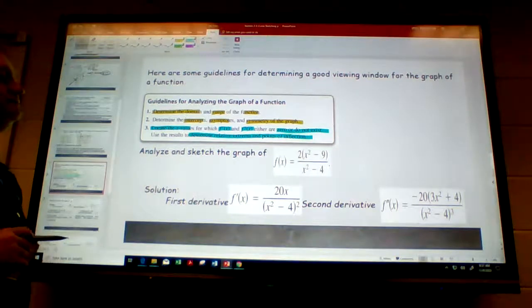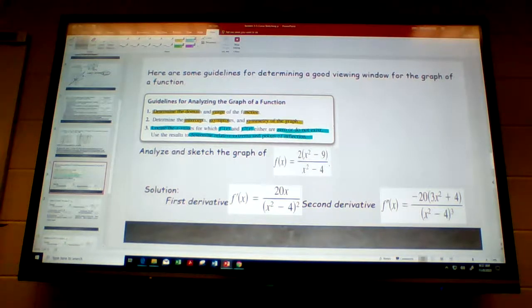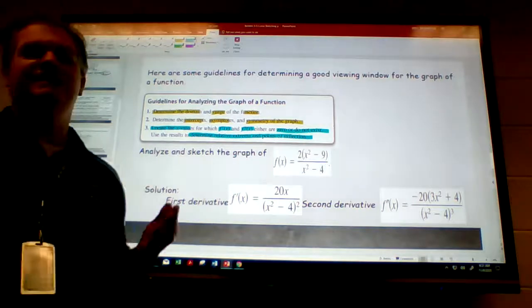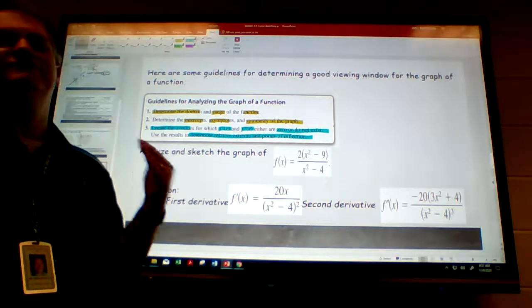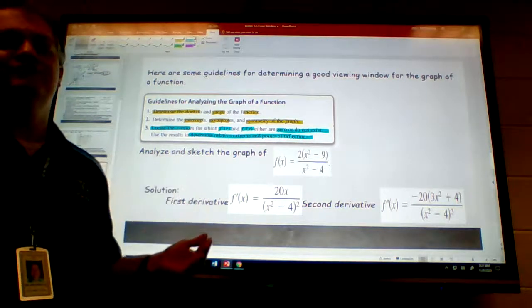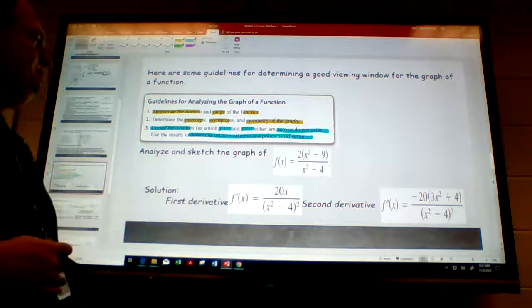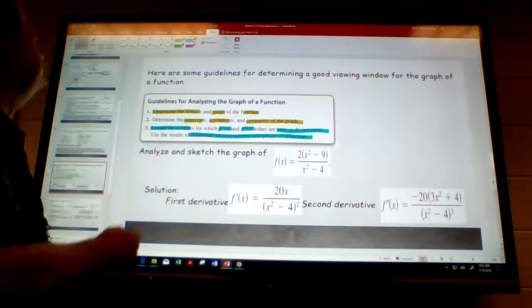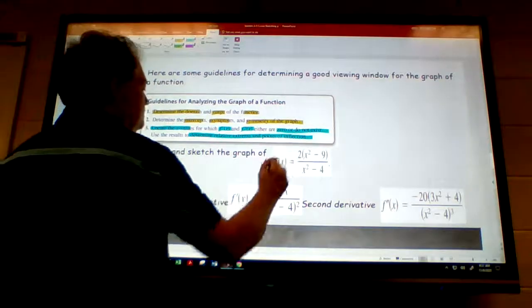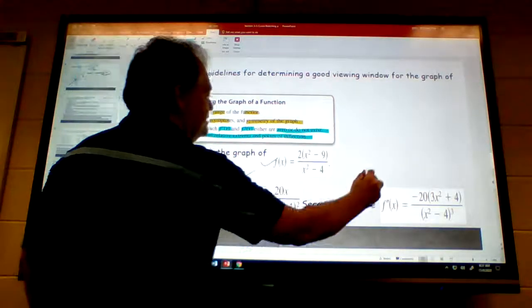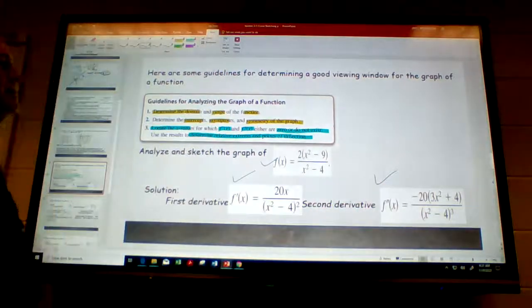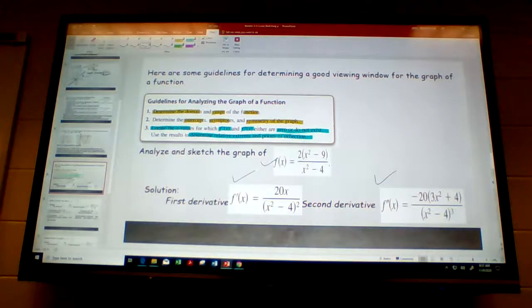All right, now, here's what we have right here. I went ahead and just gave you the results, because we could spend 15, 20 minutes just determining the first derivative and second derivative. You know how to do that by now. So here's the equation. F of x equals, here's its first derivative, and here's its second derivative right there. Okay, now, here's what you need to know from this.